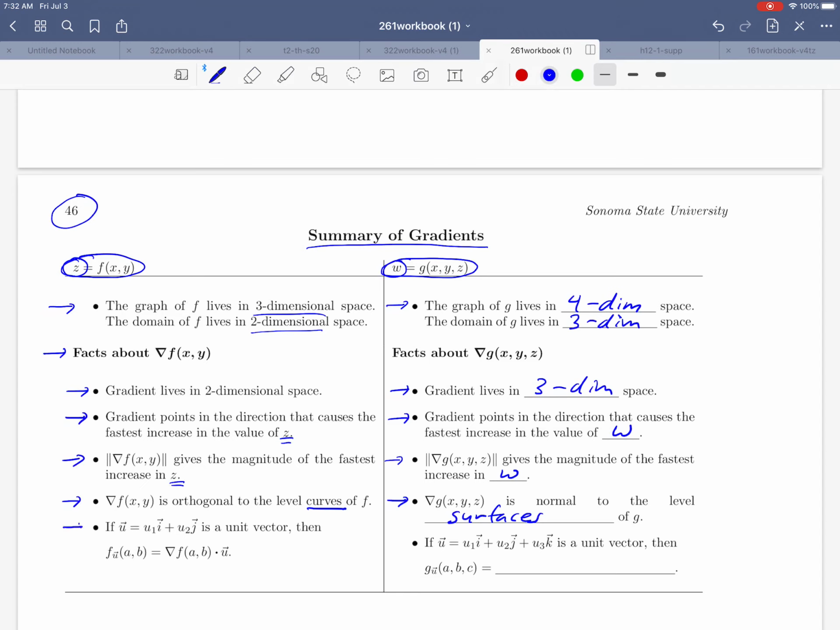Okay, and then finally, last point, if we have a unit vector, we've got this nice formula for calculating the directional derivative as being the dot product of our gradient times our unit vector. And the formula for a function of three variables is exactly analogous. We're still going to take the gradient and dot it with our unit vector. Same formula, we've just got an extra term. Okay, and that's it for this list.